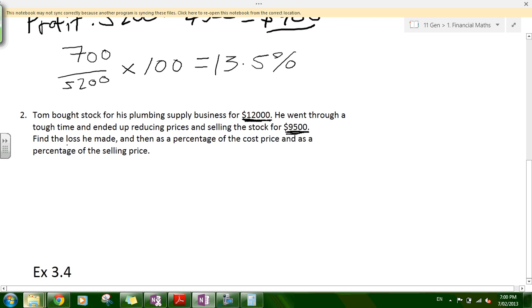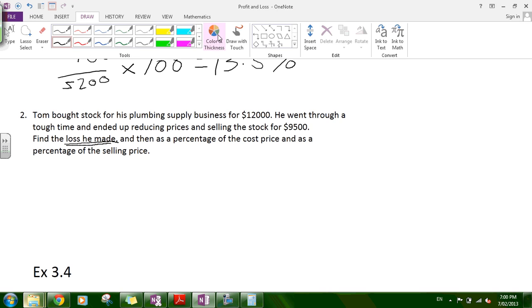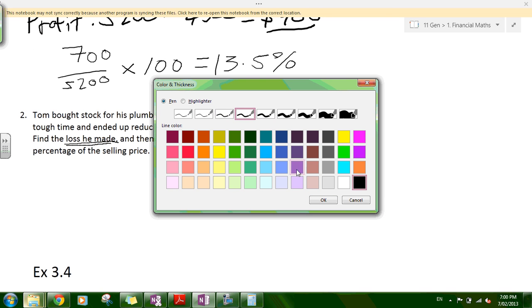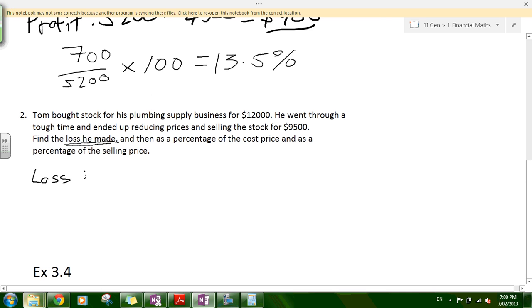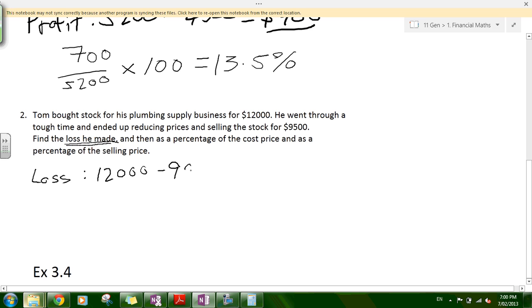This is also interesting, just taking note of the language. You make a profit. That's an important thing to take note of: the language, the loss you make. So we want to find first the profit or loss. It's a loss. So let's find the loss. It's the cost price in this case, which is bigger, 12,000 minus 9,500, and that is equal to $2,500.